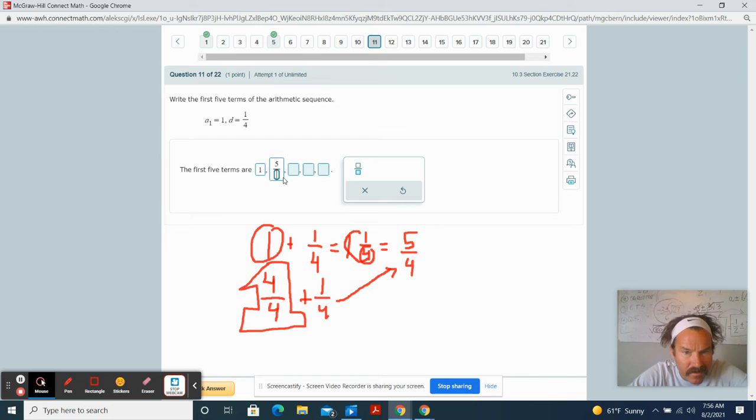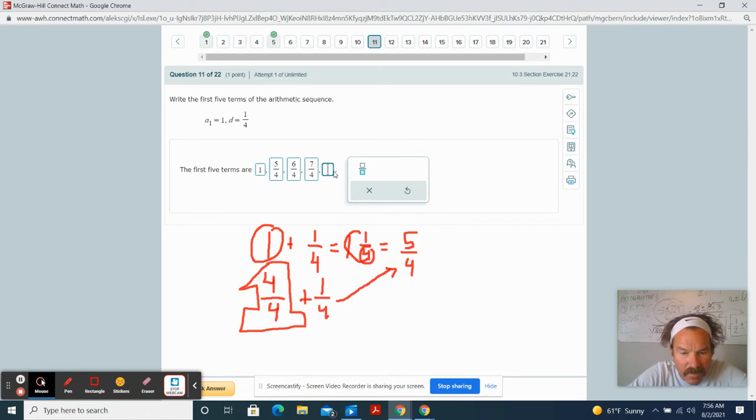5/4. And then it's pretty easy. Add 5/4 plus 1/4. You get 6/4, 7/4, 8/4. So 6/4. Let me see if they want them reduced. Let's just check this out for a second. Because 6/4 can be reduced to 3/2. 7/4 can't be reduced.